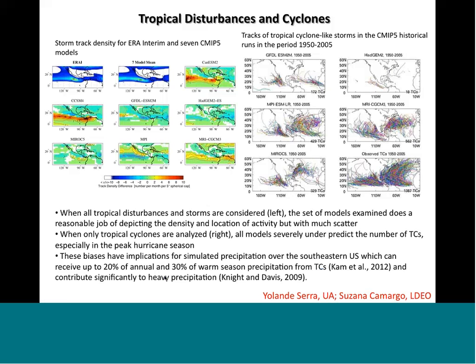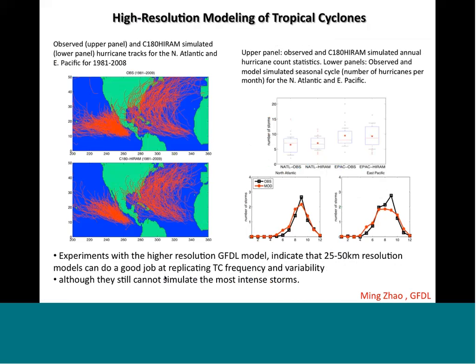So colleagues at GFDL, Ming Zhao, provided some results from high-resolution modeling of tropical cyclones, and it's fairly well known that you need to have higher resolution models to actually pick up these tropical cyclone-type storms.